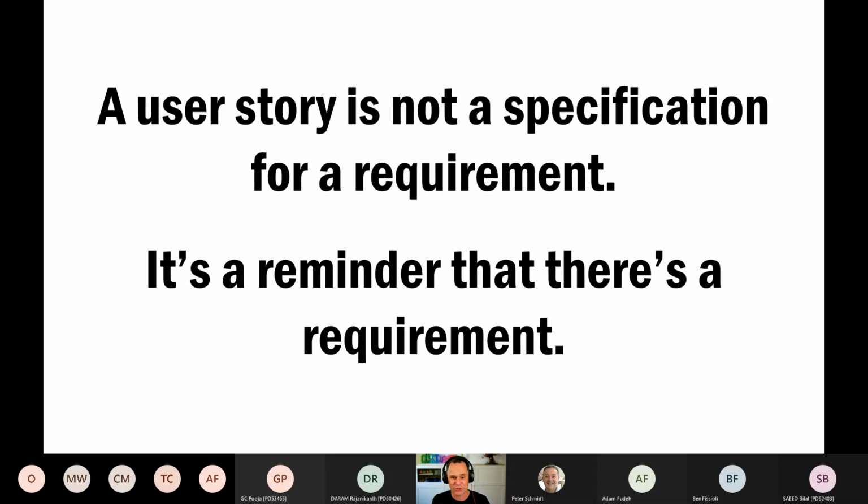Just a reminder then that a user story is not a specification for a requirement. It's a reminder that there is a requirement. If your user story is 6 pages of scenarios and tests, then you've probably gone too far. I like to have a nice short title, a user story statement, and if you need to, maybe a couple of behavior-driven design scenarios, but try not to write it as a specification. It needs to get printed and signed and approved, and then you're back to requirement specification.